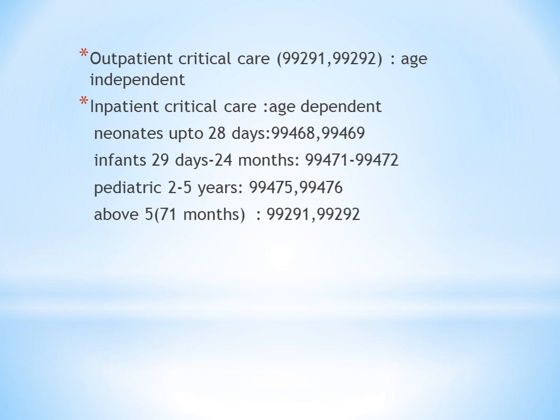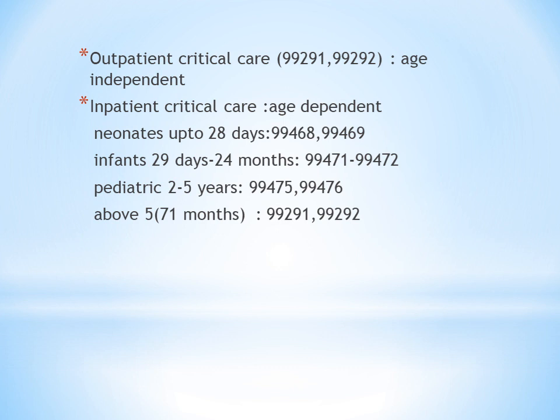For outpatient critical care we have only two codes, 99291 and 99292, and they are age independent, which means the patient may be any age, whether a pediatric patient, a neonate, an adult or of old age. If the critical care is given in an outpatient area, such as an emergency room, you can give these two codes, 99291 and 99292.